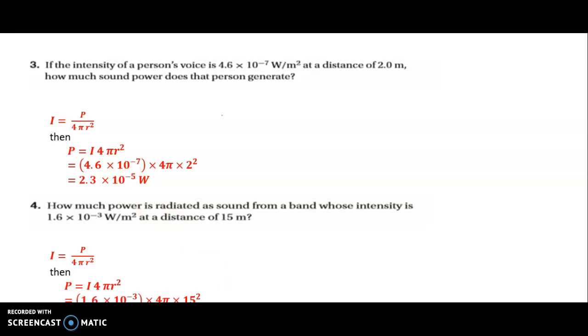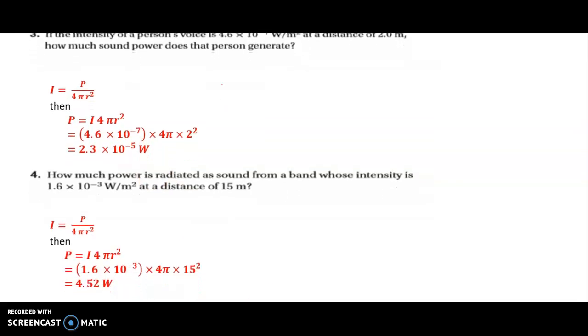Now, how much power is radiated as sound from a band whose intensity is 1.6 times 10 power minus 3 watt per meter squared at a distance of 15 meters? Again, given the intensity and the distance, we are supposed to calculate the power. Do cross multiplication: 4 pi r squared times I, so it's 4.52 watt.